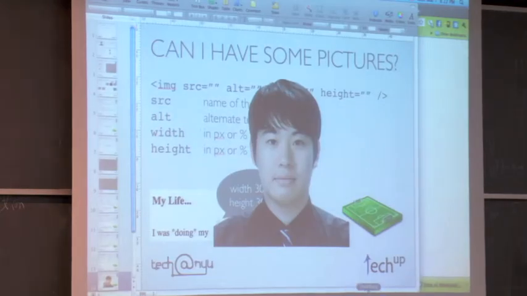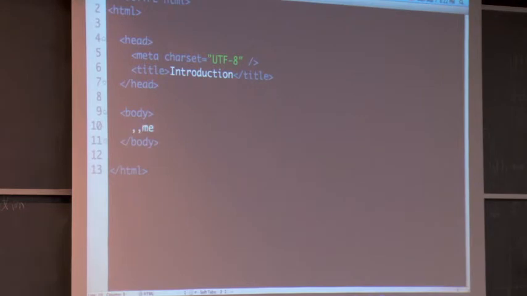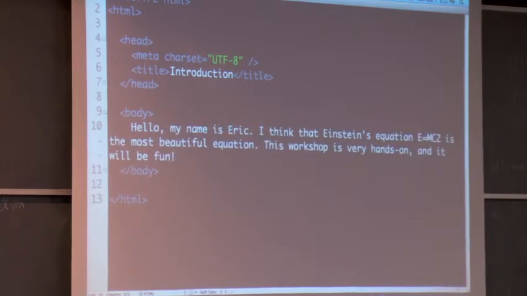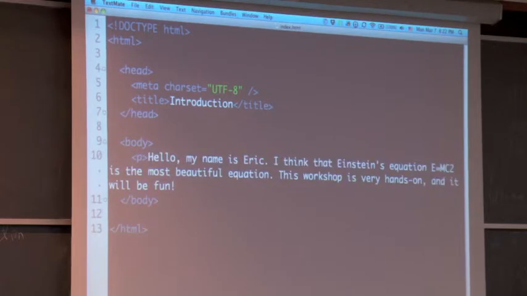Alright, so let's play with some pictures now. I'm going to go back to my text editor, and I'm going to pull up my previous text over here. Right? Okay, so I'm going to surround that with the P tag to indicate a paragraph, right? And right next to it, I'm going to add a Tech@NYU logo, right?